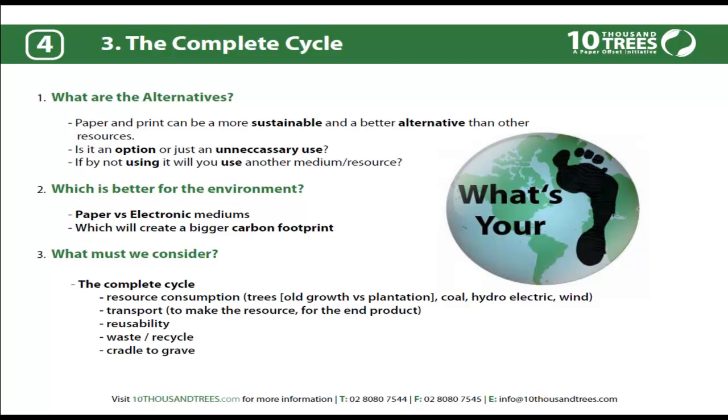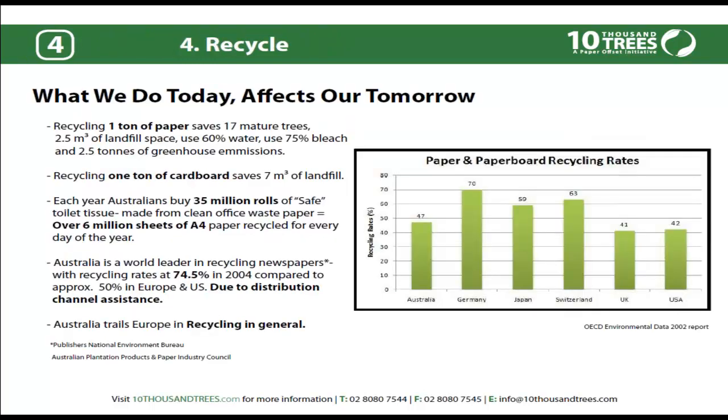Next, I'm going to touch on recycling. Now, recycling 1 ton of paper saves 17 mature trees. And not only that, it actually saves in terms of your landfill, the use of water, bleach, and your emissions as well. So using a recycled paper is one of the best ways to ensure that we're reducing our environmental footprint.